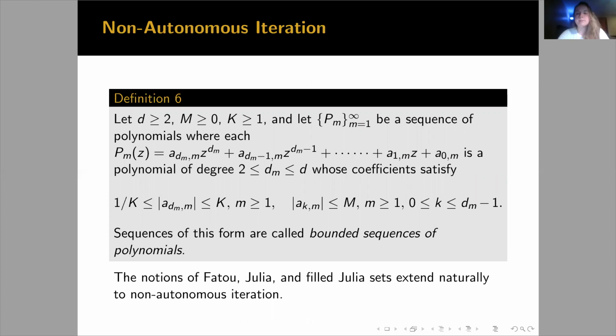In the dynamical system example earlier, we had f(x) equals x squared be our function and it did not change. However, with non-autonomous sequences of polynomials, the polynomial can change with each iteration and the coefficients and degrees are bounded. The notions of the Julia and Phil-Julia sets for autonomous sequences extend naturally to non-autonomous iteration as well. For part of my thesis, I wrote a program in Python that used the boundedness of Phil-Julia sets to graph the Phil-Julia sets for non-autonomous sequences of two polynomials of degree 2.